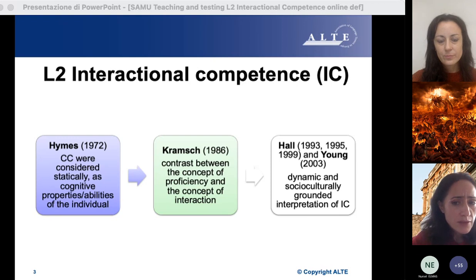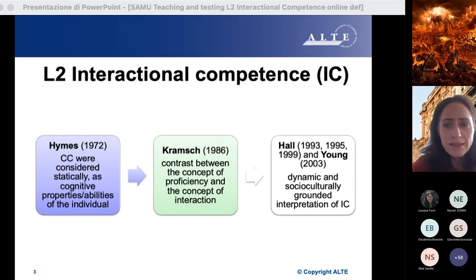The importance of interaction in language learning has been highlighted by a number of studies, starting with Kramsch in 1986, who provided a contrast between the concept of proficiency and the concept of interaction, arguing that an oversimplified view of human interactions could make it difficult to reach a true interactional competence. But it was only from the 1990s that a more dynamic and socioculturally grounded interpretation came to be adopted through the works of Hall and Young.